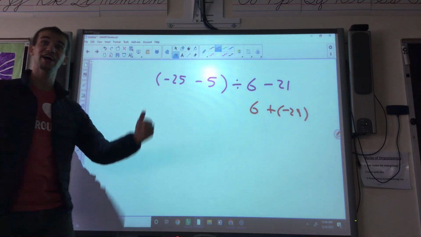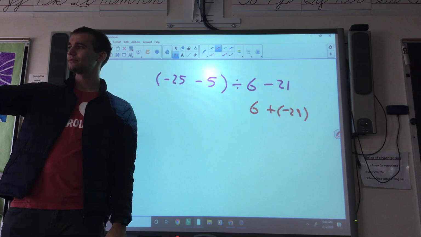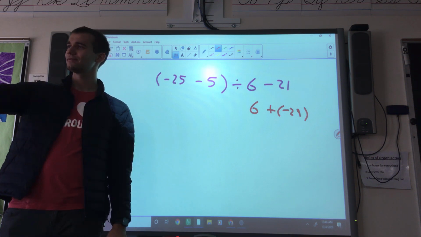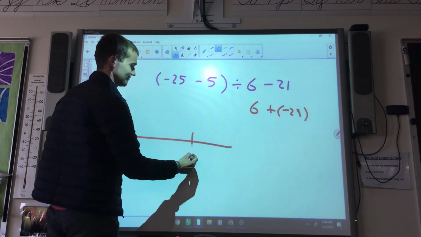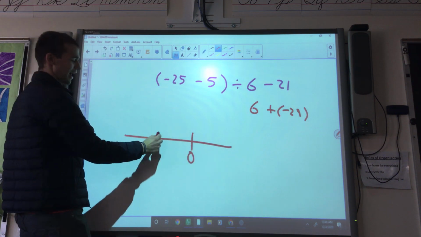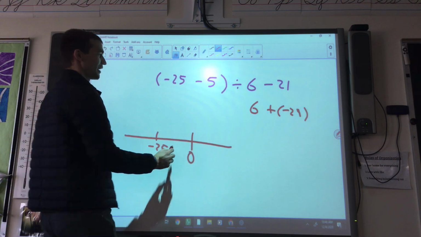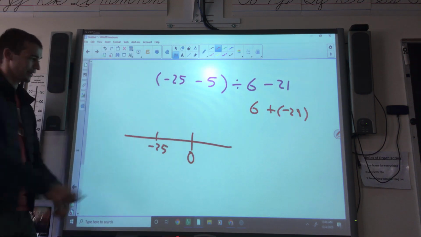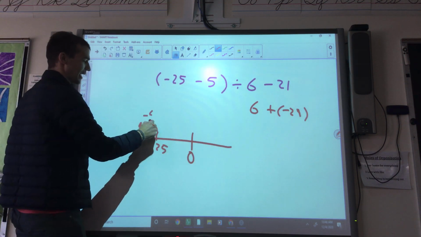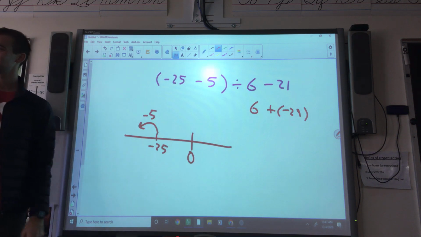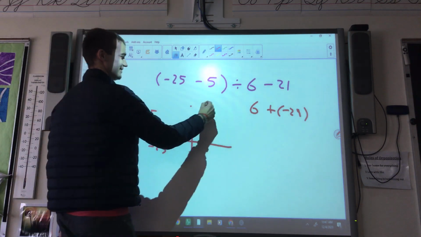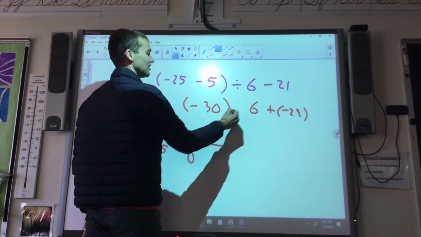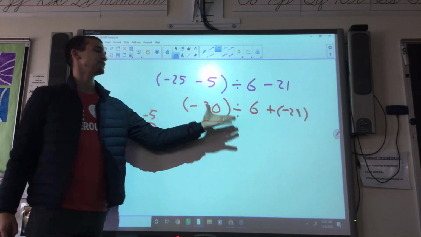Negative 25 minus 5 is negative 20? Carlos, what have you done? So we start off at negative 25. We're going backwards here, so we go back 5. Negative 30, yes. So now we have negative 30 divided by 6.